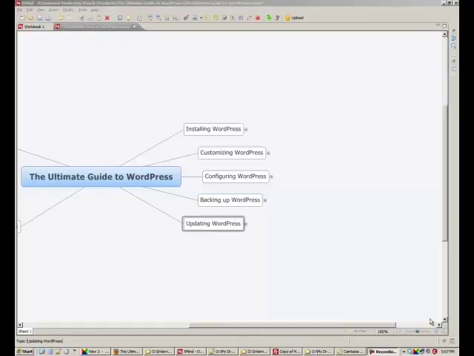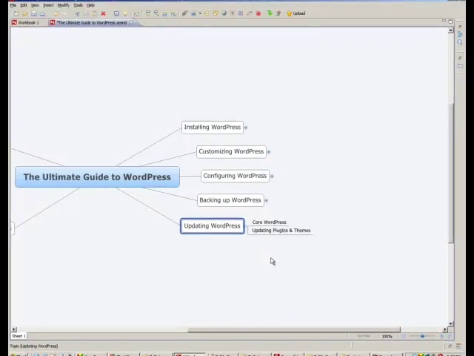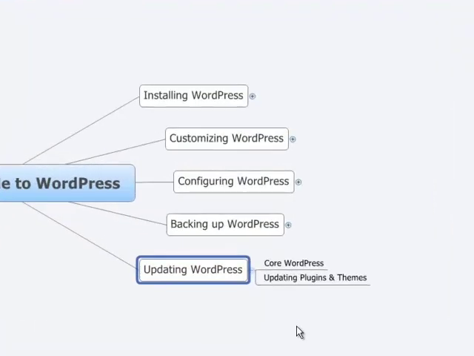Okay, there's one last thing to talk about when it comes to the Ultimate Guide to WordPress, and that is updating WordPress. There are two basic parts to update. One is the core WordPress, and that consists of files and database, as well as updating plugins and themes. So let's hit core WordPress first.